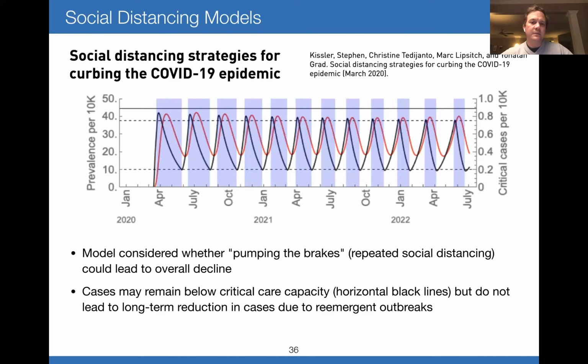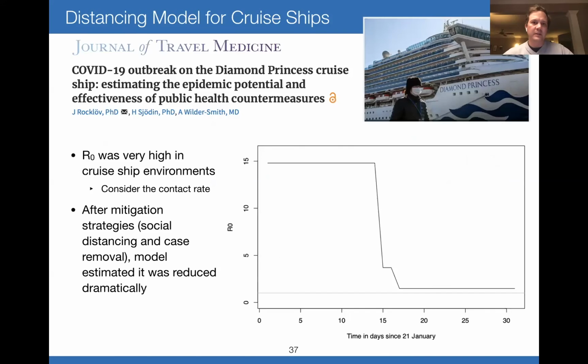Many models have specifically focused at this point on what types of social distancing and how long the social distancing has to last to make a meaningful dent in the epidemic. And this particular model from Harvard looked at whether a pumping-the-brakes approach, so some sort of repeated social distancing, say for a couple weeks at a time, on and off, could impact the overall trajectory of the epidemic. This type of strategy keeps the cases below the critical care capacity, which is the horizontal black line, but it doesn't lead to a long-term reduction in cases due to reemerging outbreaks. They go right back to normal as soon as the brakes are released, right? And we go back to normal social contact because of this reemergence of outbreaks.